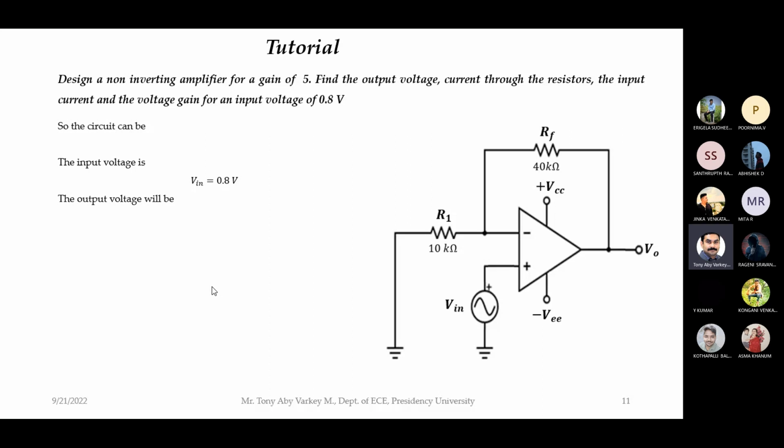0.8 into 5, right? How much is that? Output voltage means what? V output is equal to gain into input voltage. That is 5 into 0.8, right? So 4 volt, correct? Yes or no? You understood? Yes, so output voltage is 4 volt. Is it clear?